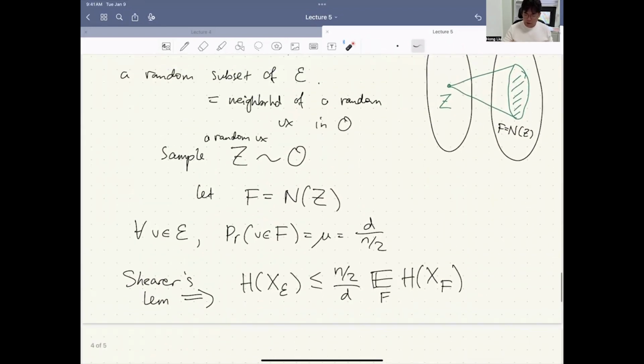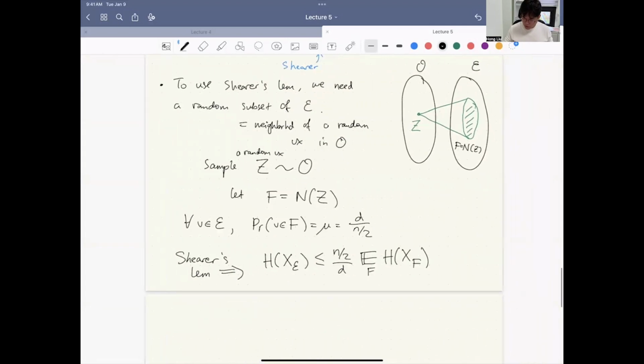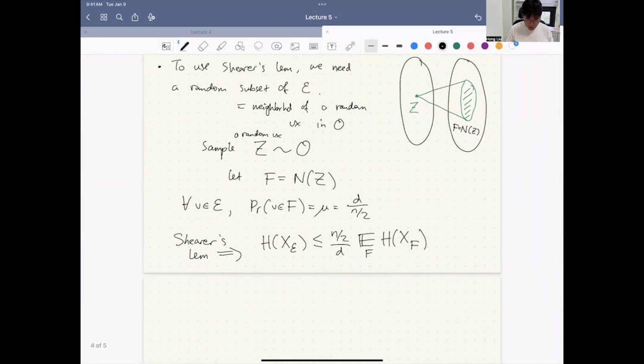So what is this? Let's rewrite it. This is N over 2D times the expectation over F, where F is the neighborhood of Z. So it's basically the expectation over a uniform random choice Z of H of X restricted to F, the neighborhood of Z. So we can write it like this. These two are equivalent.